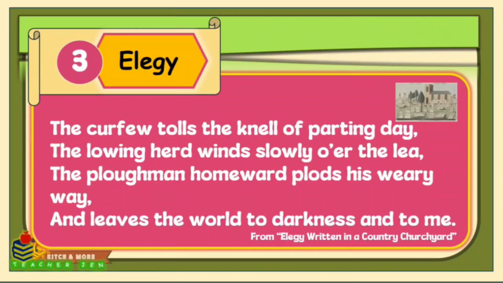What makes this an elegy? First, it talks about loss or endings. This poem was written for people who lived quiet lives and are now gone. It reflects on the end of the day, the end of work, and symbolically, the end of life. Second, it starts with sorrow. The mood is slow, quiet, almost like watching the sunset. It feels heavy, like saying goodbye.